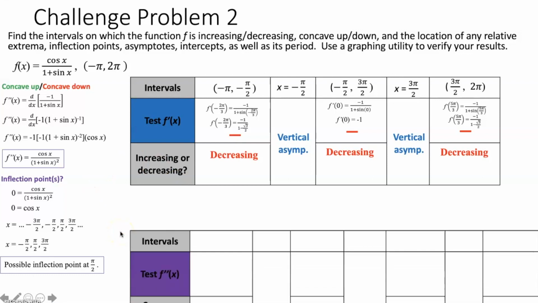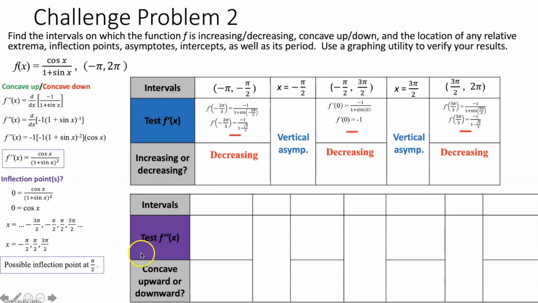Now we're going to create our sign chart for the second derivative to determine concavity. Remember, our domain is restricted from negative pi to 2 pi. So when we're creating our intervals, we need to keep that in mind. We start with the beginning of our domain restriction, which would be negative pi.